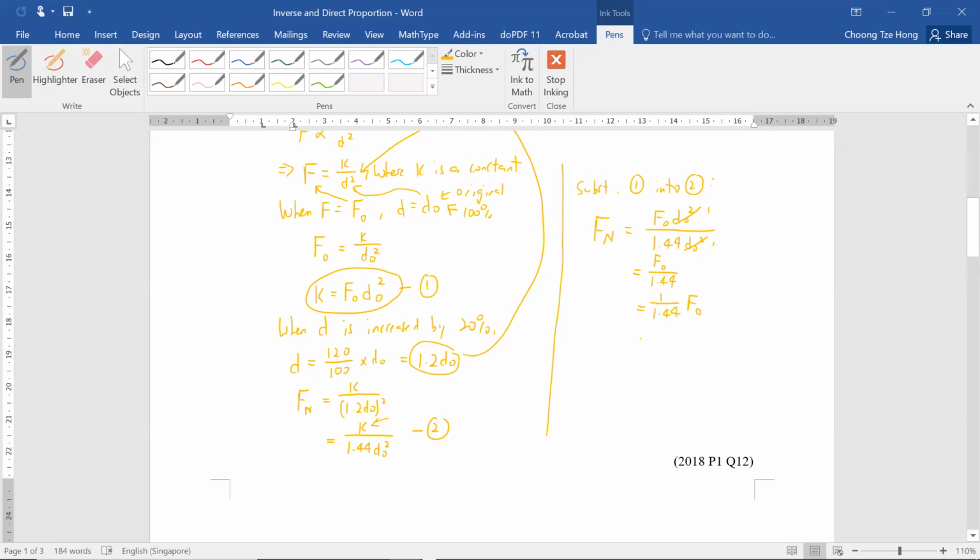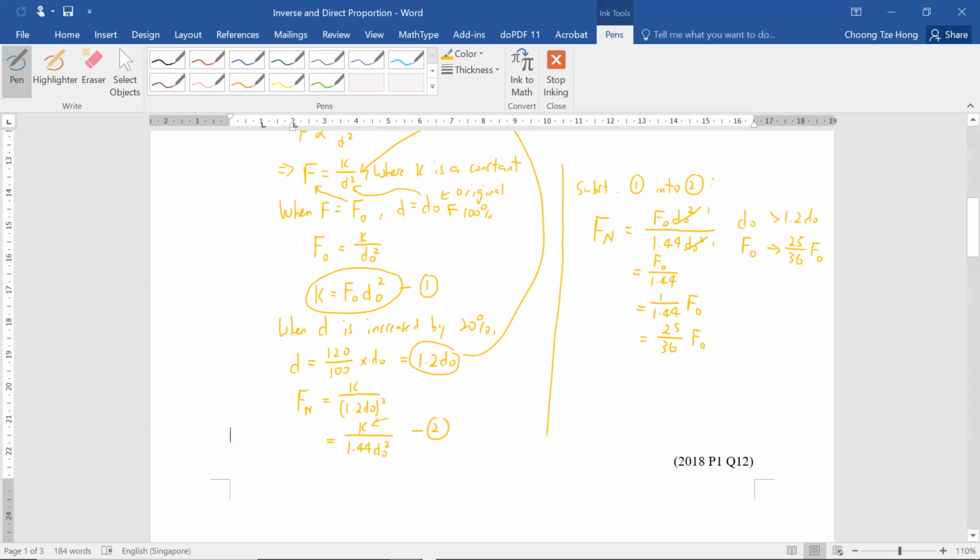If I change 1 over 1.44 to fraction form, you can use your calculator, it is 25 over 36 F naught. In other words, when D changes from D naught to 1.2 D naught, the F changes from F naught to 25 over 36 F naught. So the force becomes lesser. This is just like magnets. When you put two magnets near each other, the force is very strong. When you increase the distance between them, the force gets weaker.